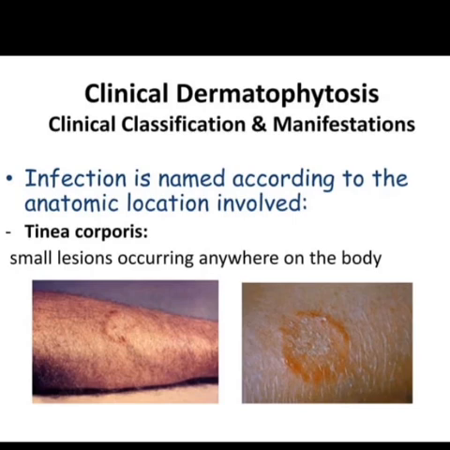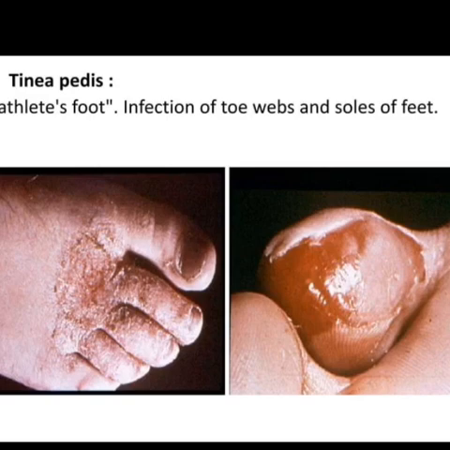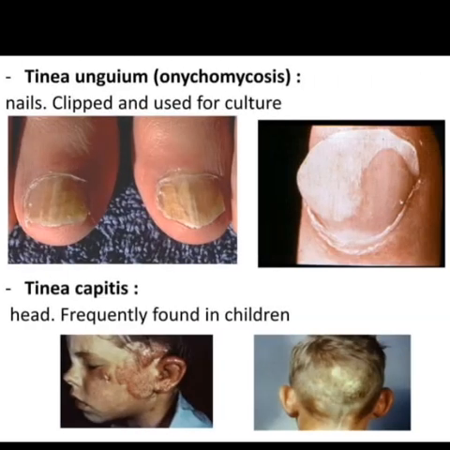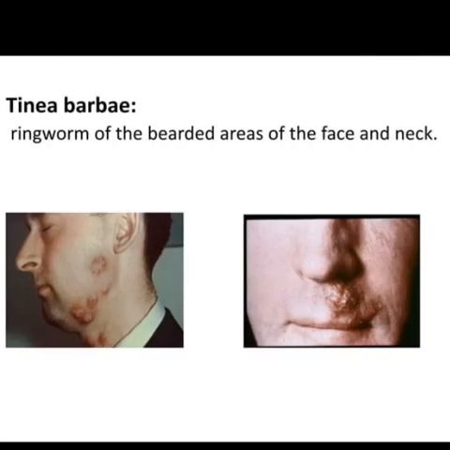Infection is named according to the anatomic location involved. Tinea corporis is a small lesion occurring anywhere on the body. Tinea pedis, the athlete's foot, is an infection of the toe webs and the soles of the feet. Tinea unguium, onychomycosis, affects the nails, which are clipped and used for culture. Tinea capitis is infection of the head, frequently found in children. Tinea barbae is ringworm of the bearded areas of the face and neck.